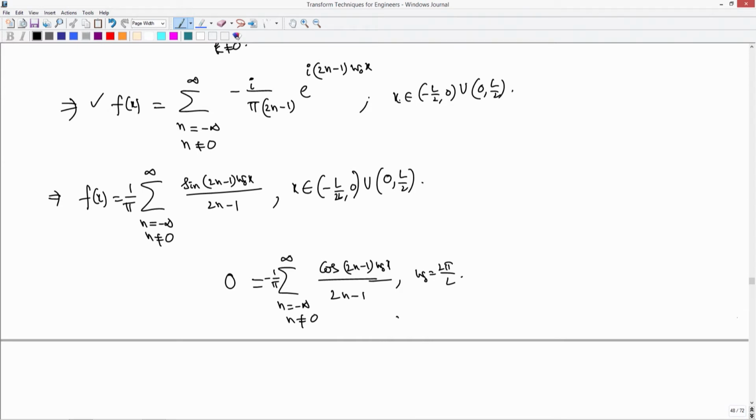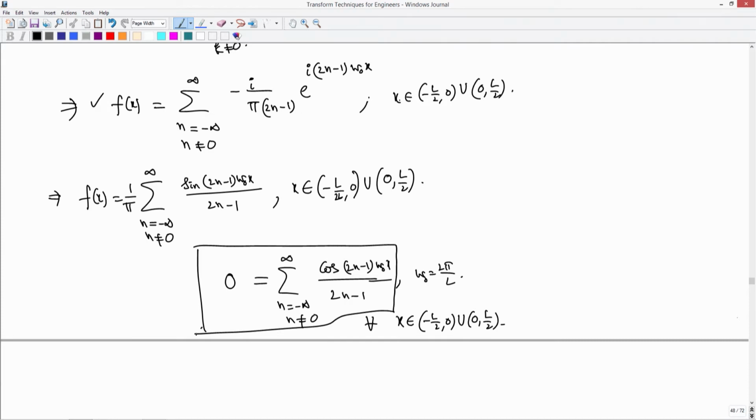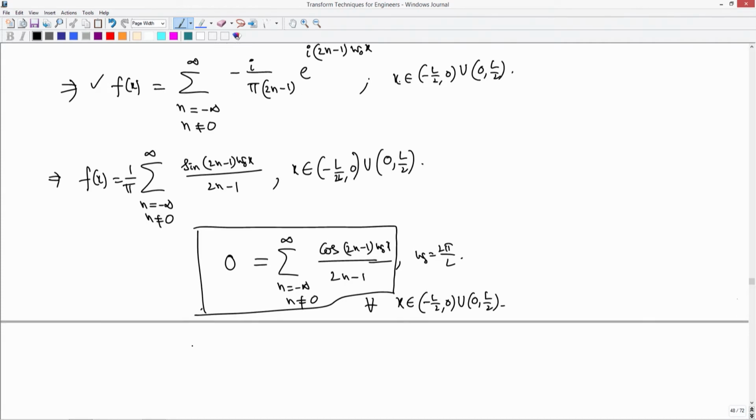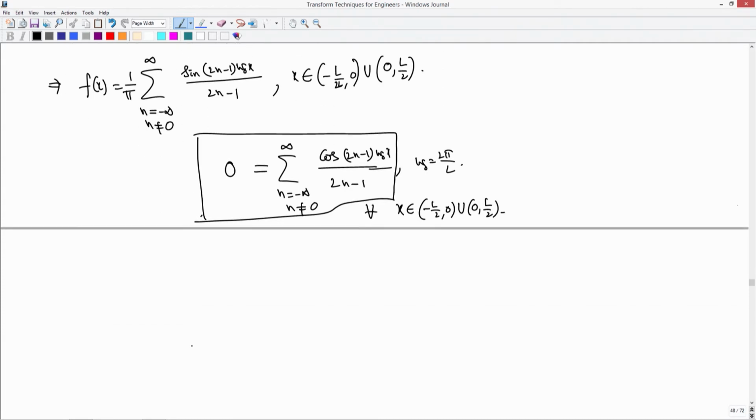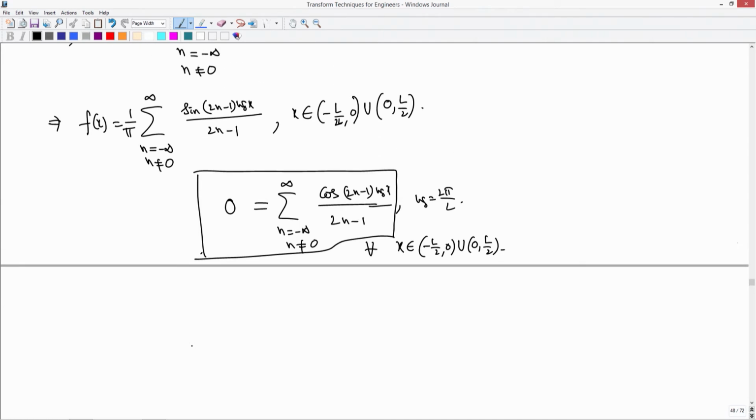So, for every x in this interval, minus L by 2 to 0 union 0 to L by 2, this quantity is actually 0. So, minus pi is constant, and this overall quantity has to be 0. This is the equality you get as a byproduct from the Fourier series. Anyway, we do not use this, it is immaterial.